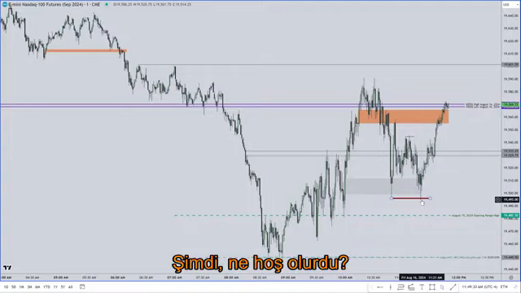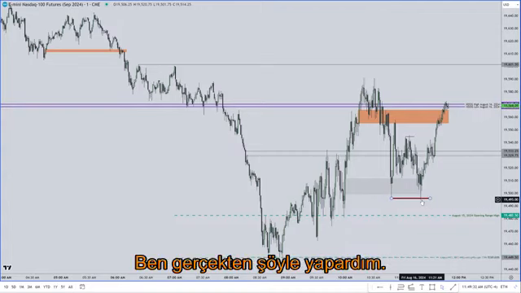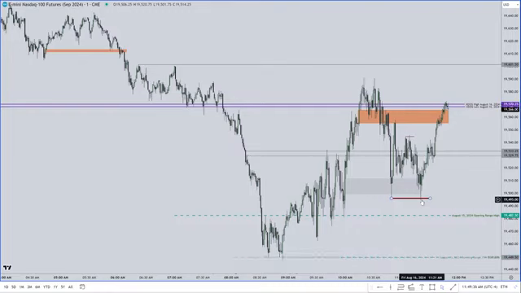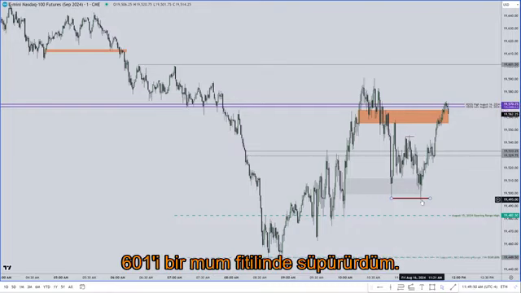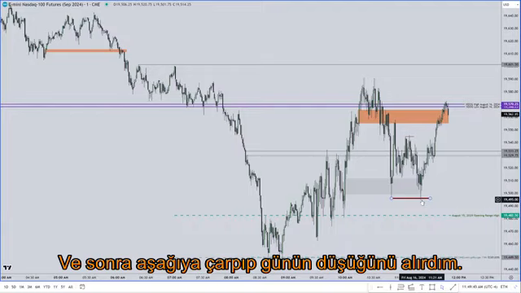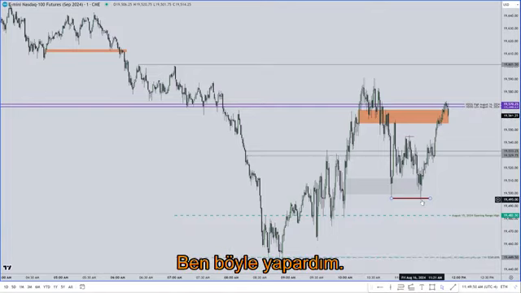Now, what would be neat, this is how I would really do it. I would pump it from where it's at here, clear the 590 level. I would sweep 601 on a candlestick wick, just a wick, no body. And then I would slam it down below and take out the low of the day. That's how I would do it.